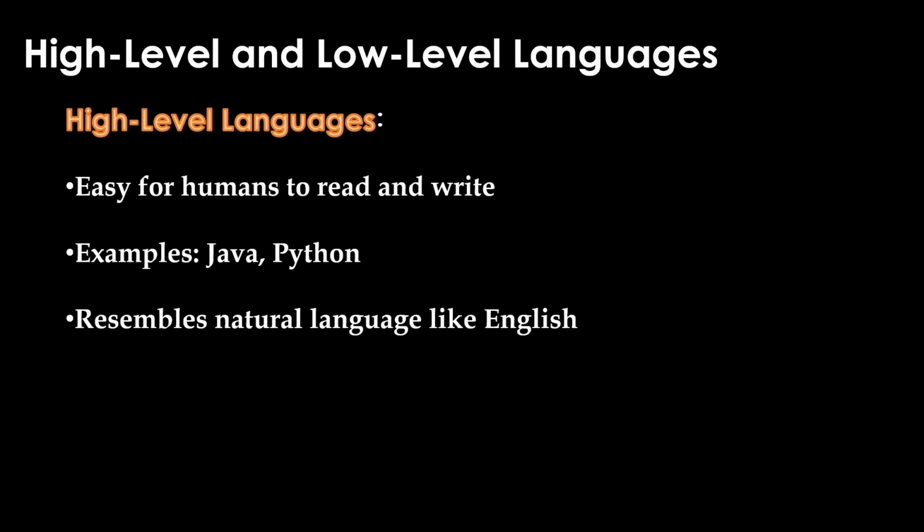High-level languages are the programming languages which are designed to be easy for humans to read and write. Examples include Java and Python. They use words and syntax that feel closer to our natural language like English.